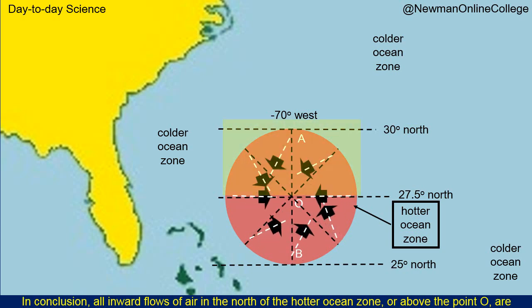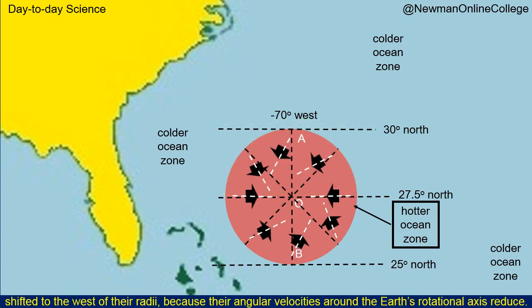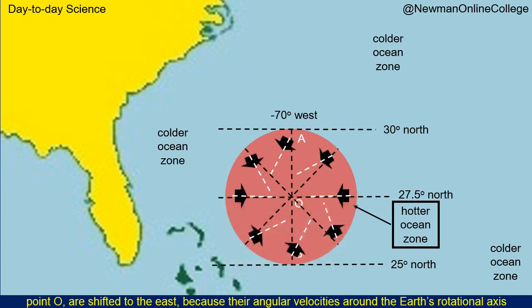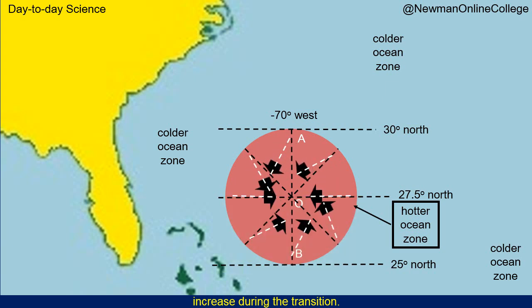In conclusion, all inward flows of air in the north of the hotter ocean zone, or above the point O, are shifted to the west of their radii, because their angular velocities around the Earth's rotational axis reduce during the transition. Similarly, all inward flows of air in the south of the hotter ocean zone, or below the point O, are shifted to the east, because their angular velocities around the Earth's rotational axis increase during the transition.